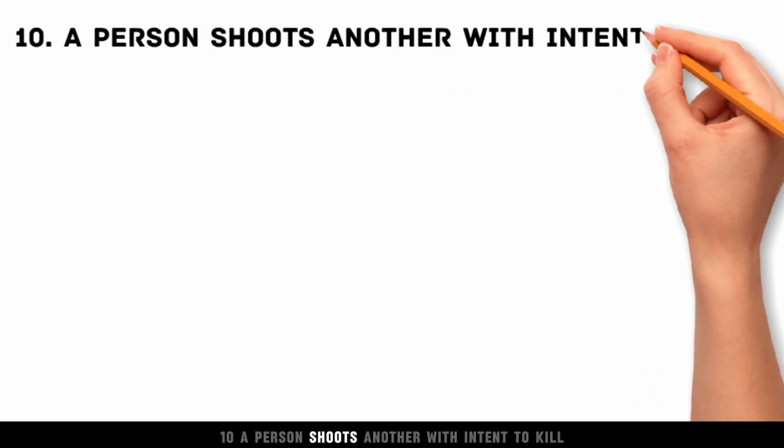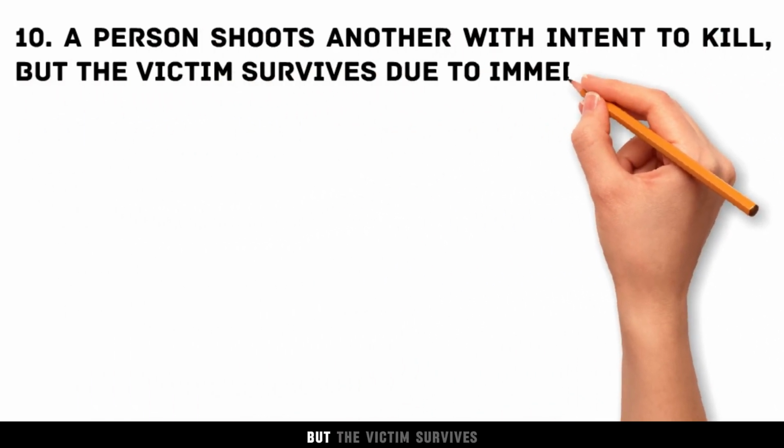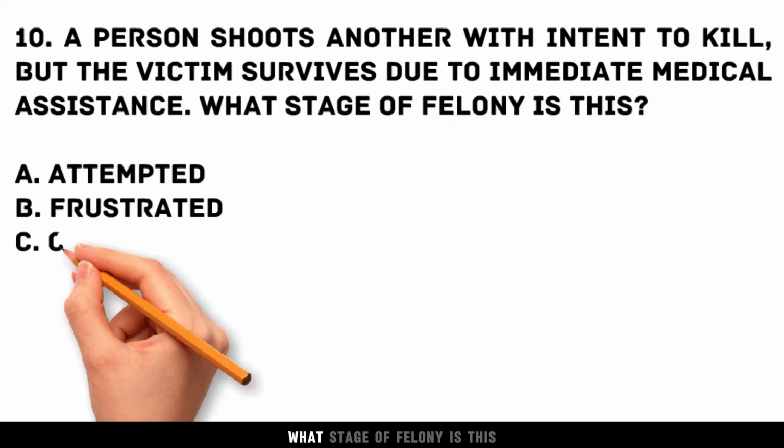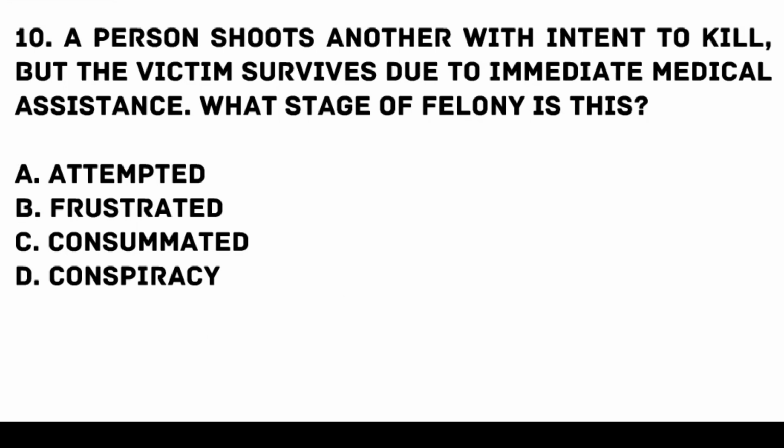10. A person shoots another with intent to kill, but the victim survives due to immediate medical assistance. What stage of felony is this? A. Attempted. B. Frustrated. C. Consummated. D. Conspiracy.